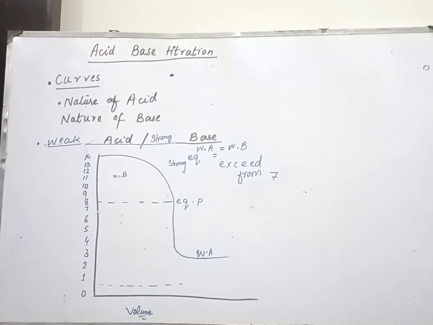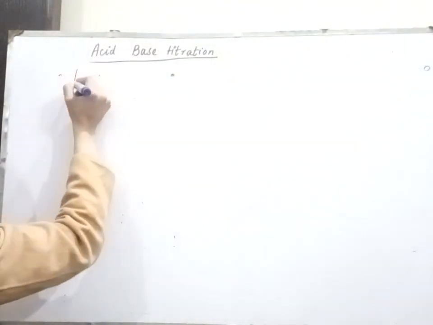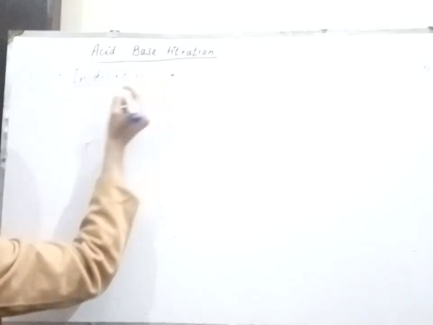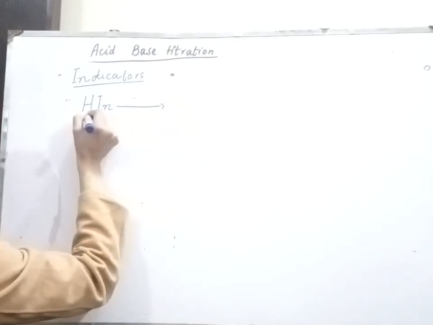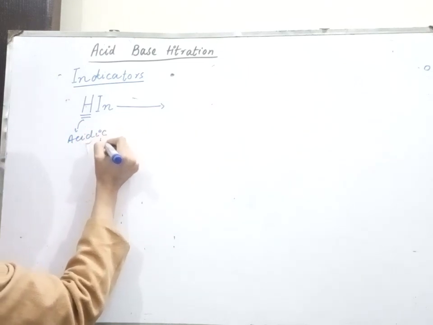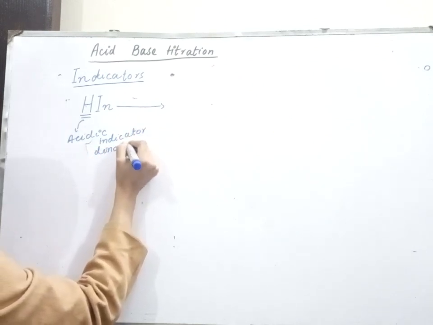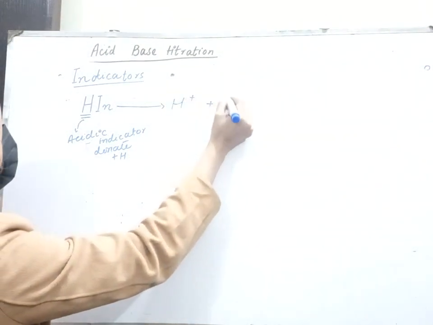Now in this lecture we are going to discuss the indicators. If I am using this indicator HIn, remember one thing: this H represents an acidic indicator. This indicator has the capacity to donate a proton, and it is ionized into H positive and In negative.